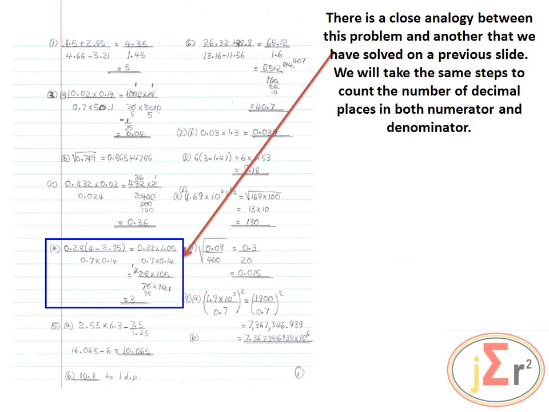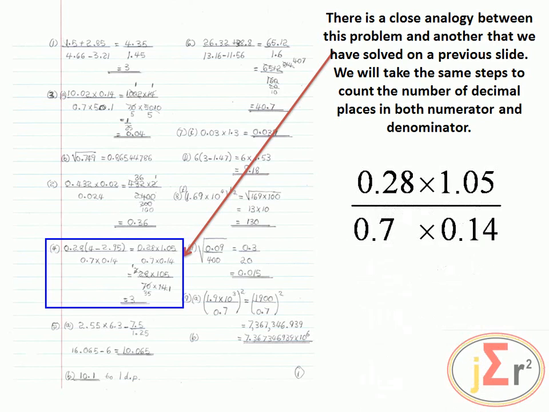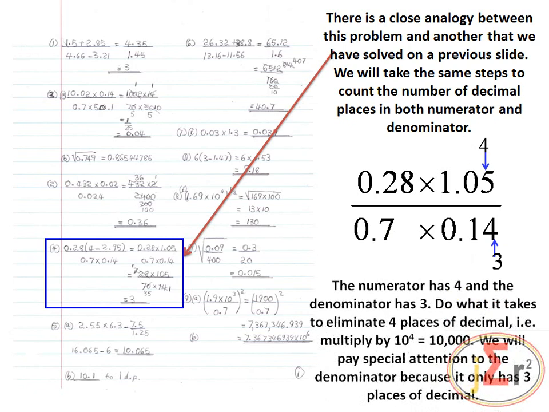There is a close analogy between this problem and another one that we have solved on a previous slide. We will take the same steps to count the number of decimal places in both numerator and denominator. So we have 0.28 over 1.05, but we will count the number of decimal places 1, 2, 3, 4, and in the denominator we count 1, 2, 3, so we have a slackness of 1. The numerator has 4 and the denominator has 3.